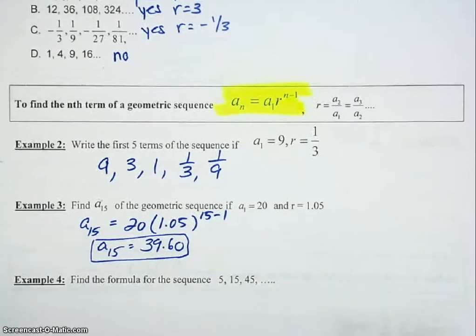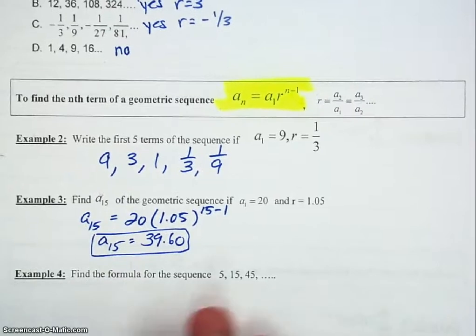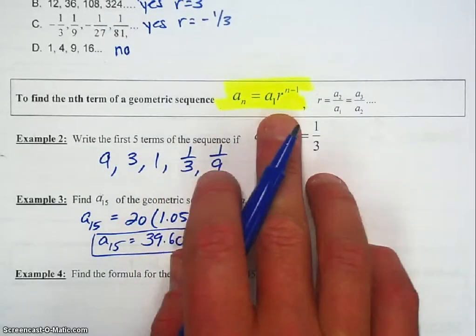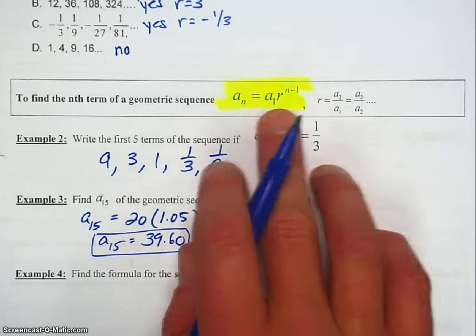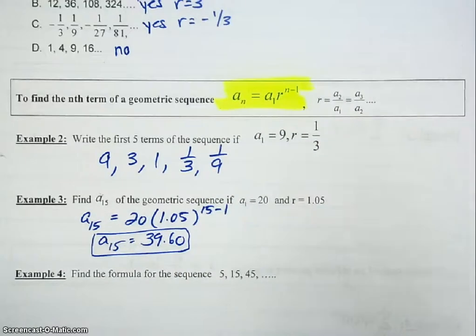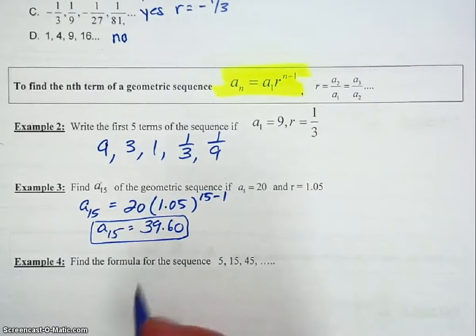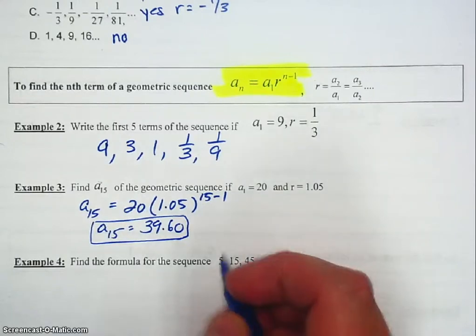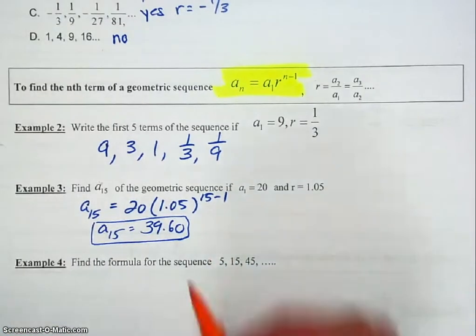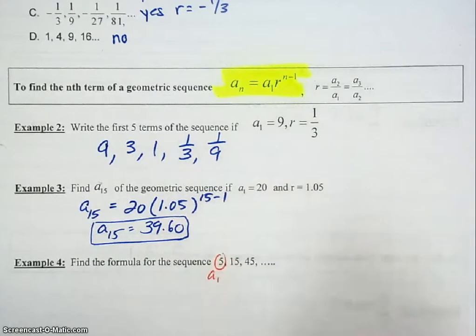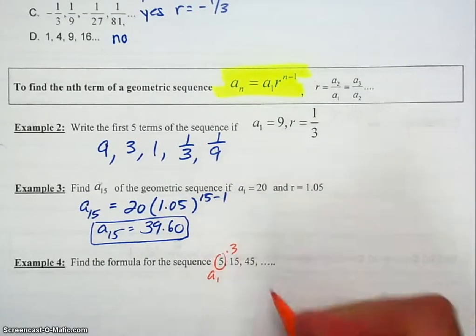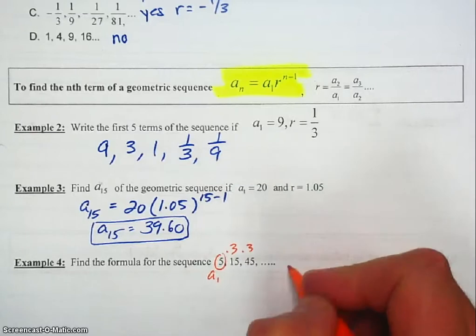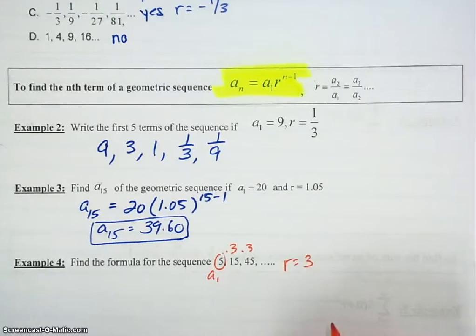All right, example 4, it says find the formula for the sequence. So what we're saying is we want to find just what this general pattern would be, kind of like we did with the arithmetic today in class. But this one's actually easier because we don't have to simplify it. It's already simplified. So in looking at this one, we have 5 is my A1. If I look at the pattern here, 5 to 15, that means I multiply by 3. 15 to 45, multiply by 3. So that means that R is 3.